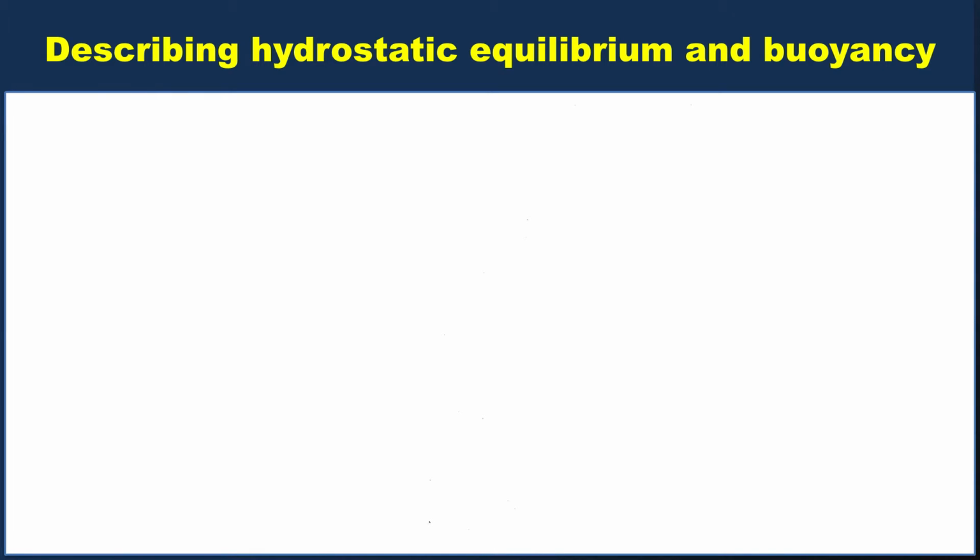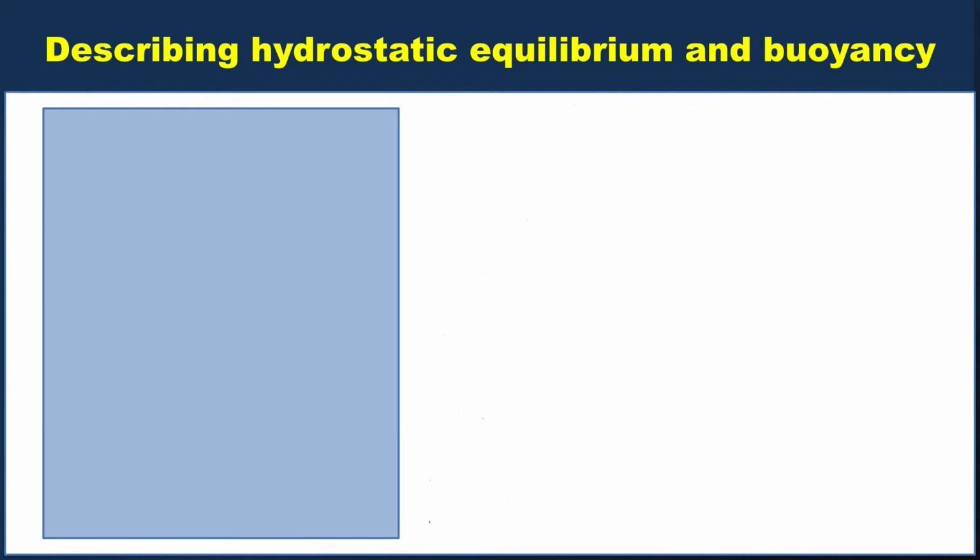Let's explore where the expressions for hydrostatic equilibrium and buoyancy come from in your lecture notes. So if we consider some region of fluid and isolate a little part of the system that has some density rho b and some volume v, well, what are the forces acting on this little region?